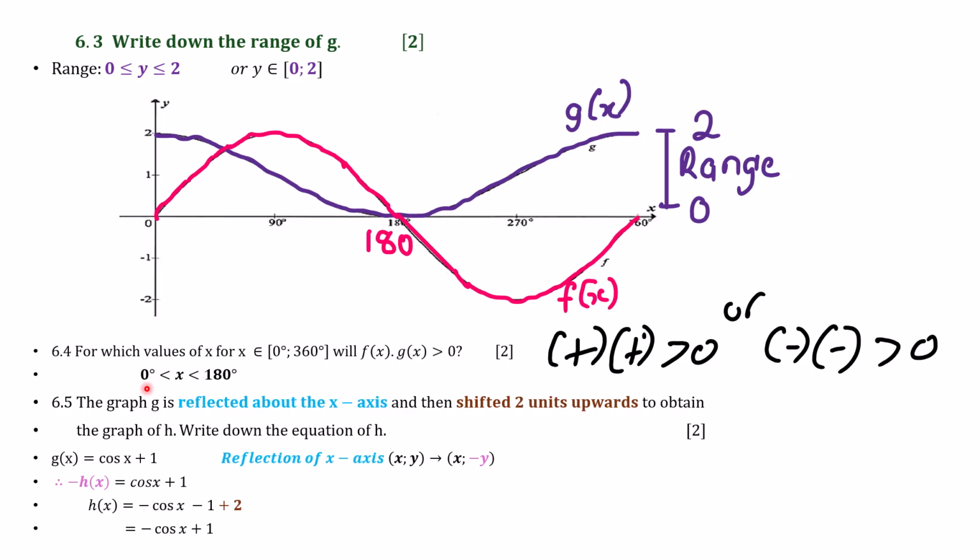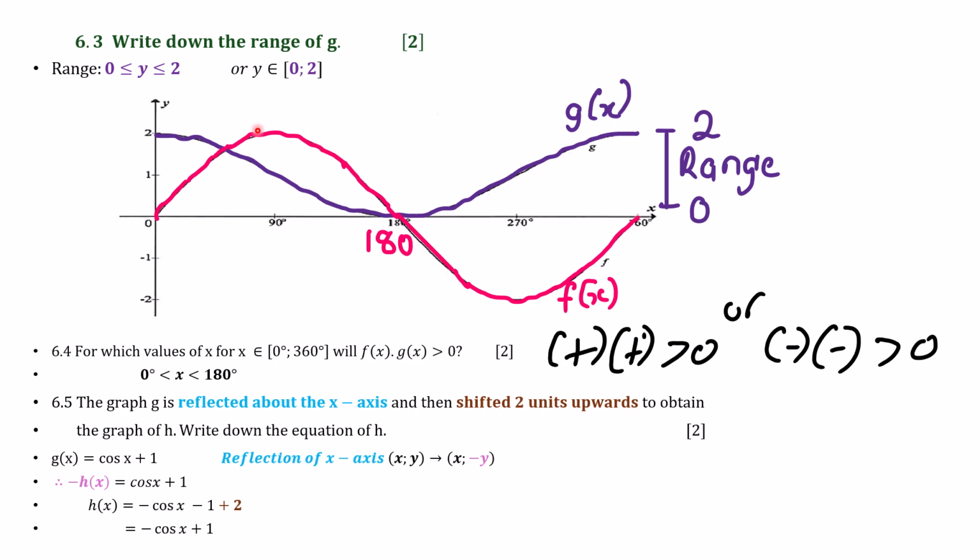Right, 6.4, for which values of x, for x element from 0 to 360, meaning from there to there, is f(x) times g(x) greater than 0. So where is f of x positive and g of x positive? Because positive times positive gives me a positive value which is bigger than 0. Or where is f of x negative and g of x negative? Because negative times negative also gives me positive, and a positive is greater than 0. So if we look here from 0 to 360, right, the red is above the x-axis. So that means that y value there for the red is positive. Same with the purple, from there to there, the g of x is positive, it's above the x-axis.